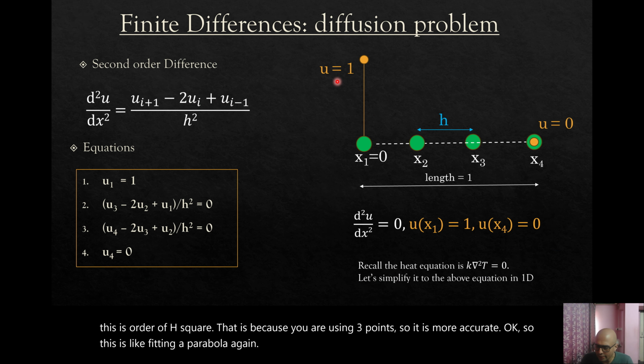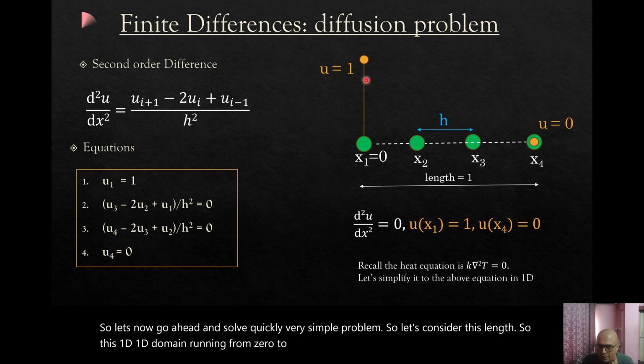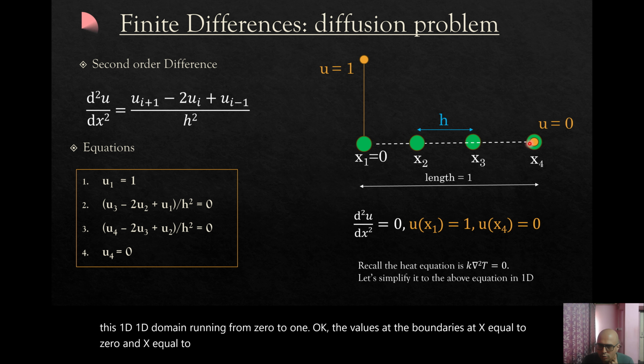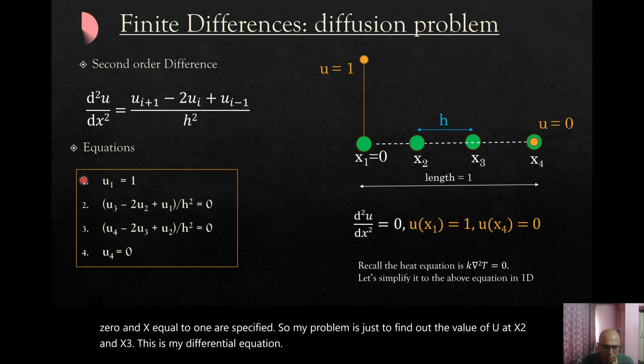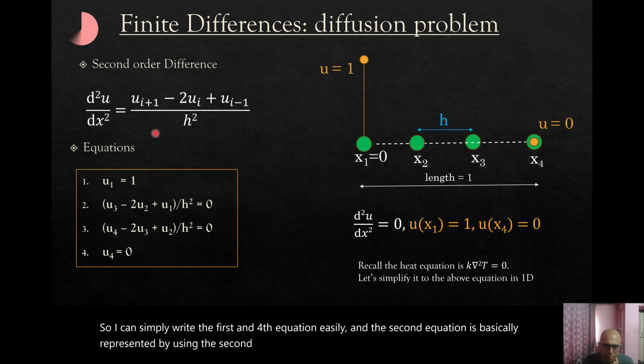So let's now go ahead and solve quickly a very simple problem. Let's consider this length, this 1D domain running from 0 to 1. The values at the boundaries at x equal to 0 and x equal to 1 are specified. So my problem is just to find out the value of u at x2 and x3. This is my differential equation. So I can simply write the first and fourth equation easily, and the second equation is basically represented by using the second order difference approximation. I have just written down these two equations, and you can note that there are 3 variables here.